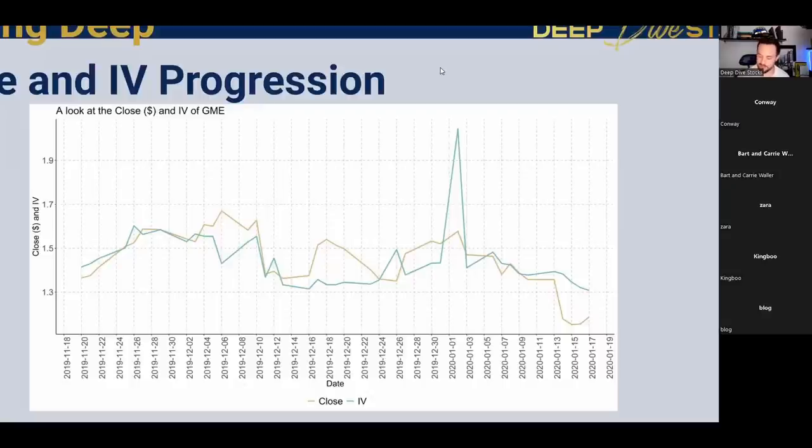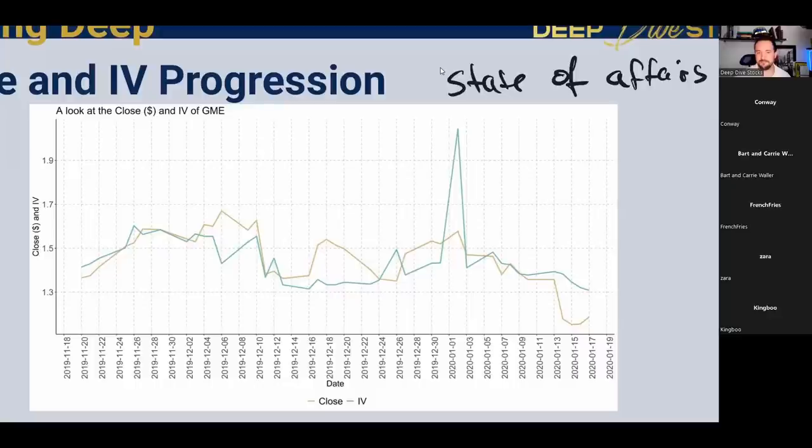So what does this tell us about the state of affairs of this stock? Or what assumptions, what inductions can we start to make? It seems very clear to me that down price, spot down, was the goal. Right.